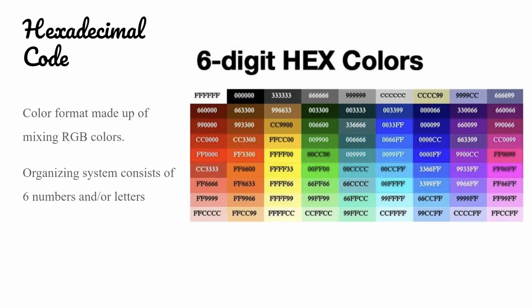And lastly, we have hexadecimal code. So this is just a color format that's made by mixing the RGB colors, and the organizing system is made up of six numbers and/or letters to help organize the colors. So here it's just an example. It's giving you the colors and what their codes are.